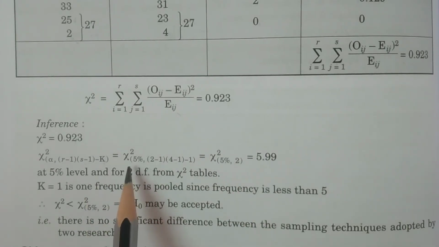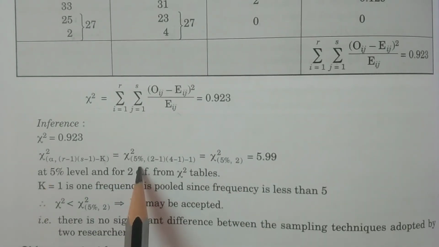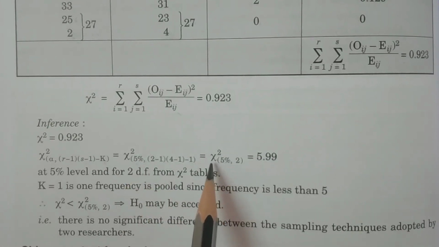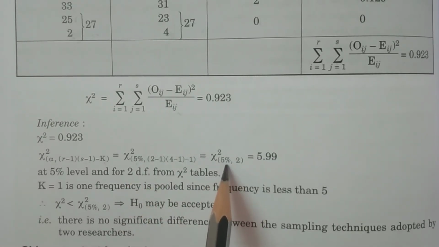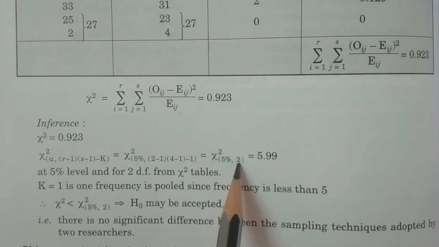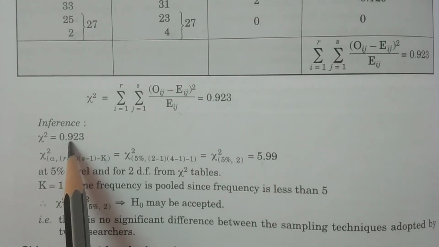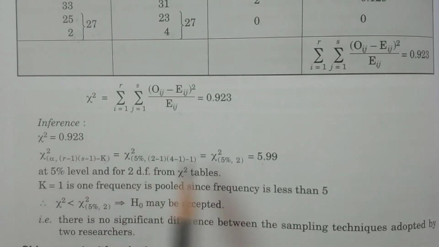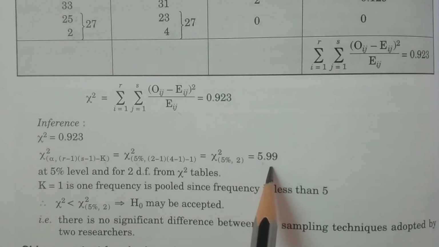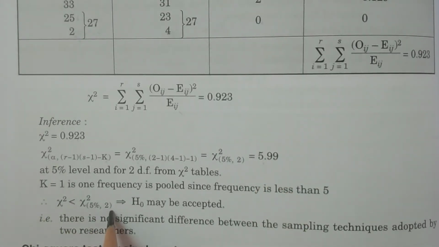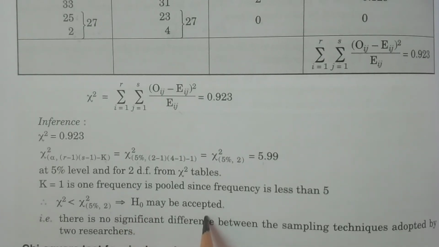And the level of significance alpha is not given. Hence, we have to consider 5%. Chi-square at 5% level and 2 degrees of freedom, the tabulated value from the chi-square tables is 5.99. So if you compare these two, 0.923 is less than 5.99. Therefore, chi-square is less than chi-square 5%, 2, which implies H0 may be accepted.